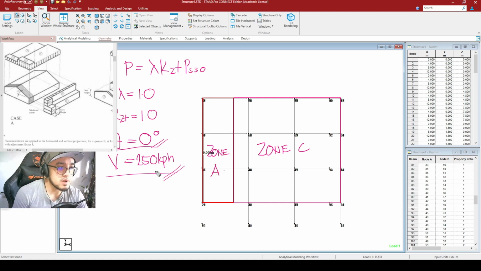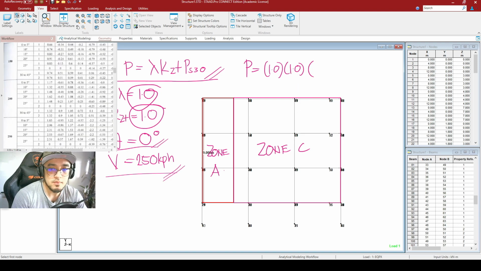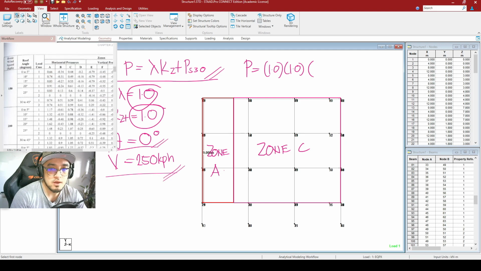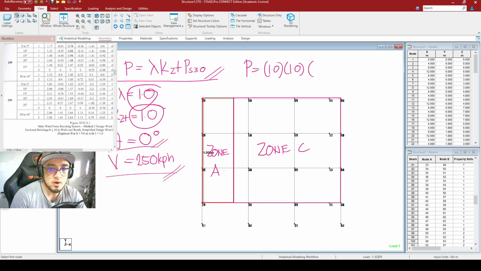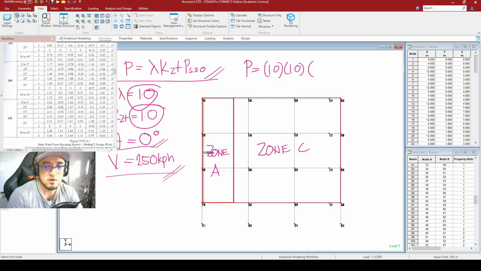For us to get the pressure for Zone A, we would be making use of this particular equation right here. So P is equal to lambda, and our lambda is once again 1.0, and our KZT is 1.0. So 1.0 times 1.0 times the value for your P. And the value for your P is given by, once again, this table. So we would be scrolling down until we get to the basic wind speed 250 and the roof angle of 0 to 5%.